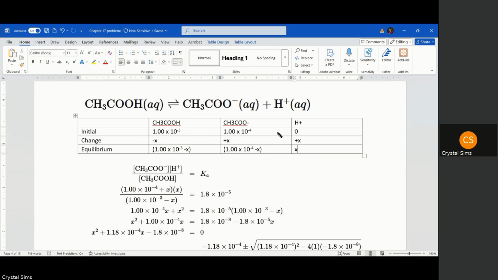So you have to be aware of this, when to make assumptions and when not to make assumptions. If your initial concentrations are within 10 to 100 times of your Ka, you can't make assumptions. Okay, just keep that in mind.